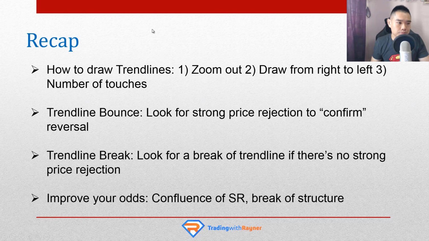So let's do a quick recap, shall we? So today, we talk about how to draw trend lines. Number one, you want to zoom out, see the big picture. Ideally, zoom out your charts 10 to 15 times. I draw from right to left, but you can do it from left to right as well. There's no right or wrong.